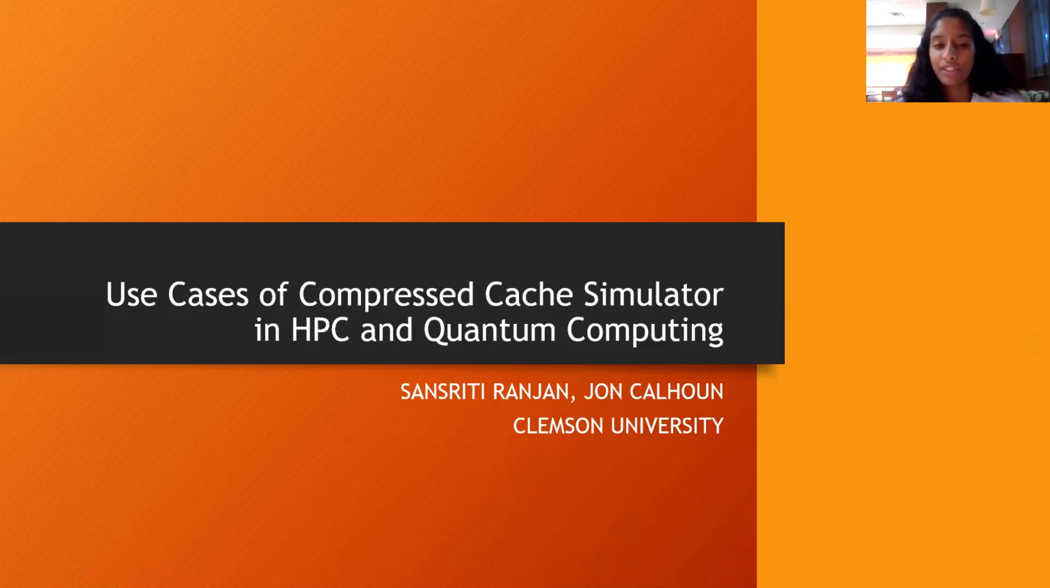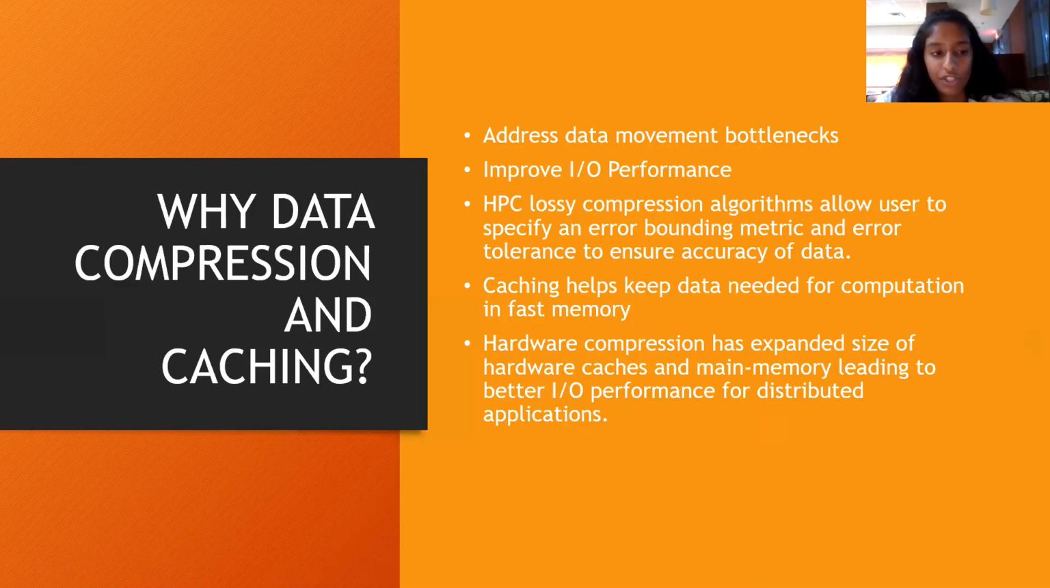Today, I'm going to give you a glimpse into our research in use cases of compressed cache simulator in high performance computing and quantum computing. High performance computing applications have been using data compression to reduce the number of bytes that are transmitted or stored. Lossy compression algorithms help a user specify an error bounding metric such as absolute error or peak signal to noise ratio and help to ensure the accuracy of data.